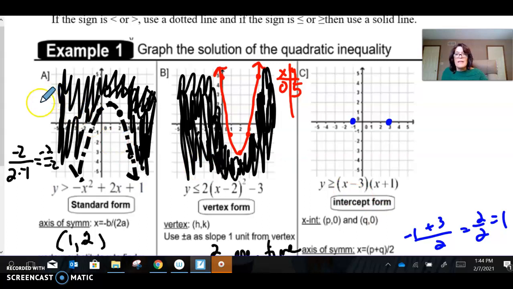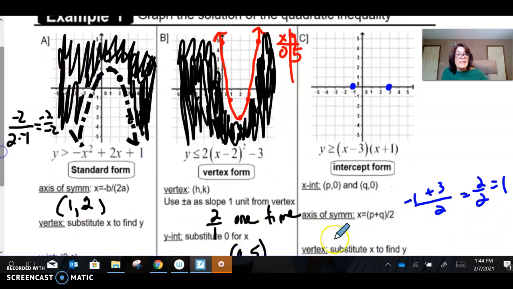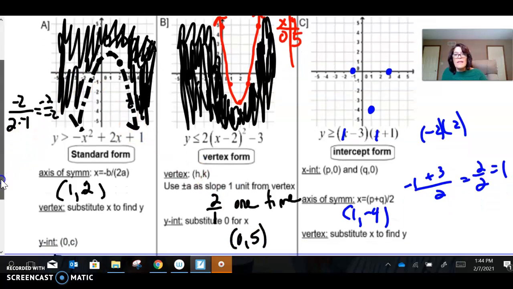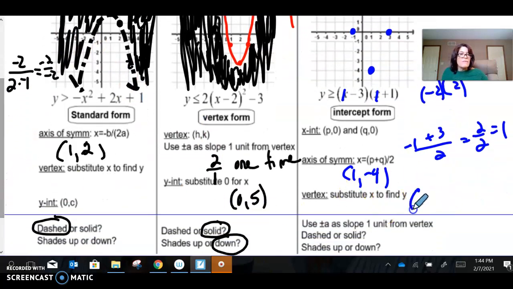1 what? Well, I have to put 1 in for x. Okay, I know it's 1 something. When I put 1 in for x, I get 1 minus 3 is -2. 1 plus 1 is 2. 1, -4 is my vertex. Okay, not my axis of symmetry. My vertex is 1, -4.